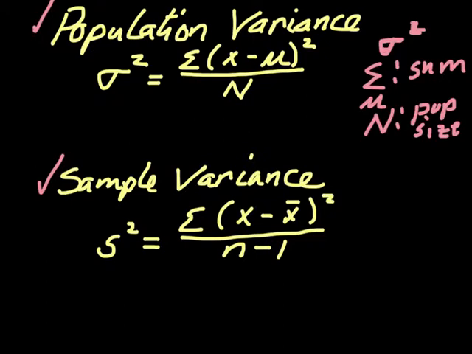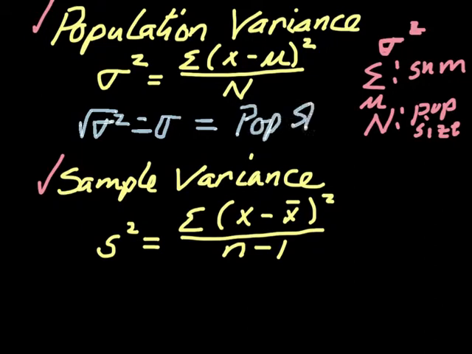Closely related to the variance, either the population or the sample, is if you take the square root of the population variance, so the square root of sigma squared, which is equal to just sigma, the square root of the whole formula, that is going to be equal to the population standard deviation.